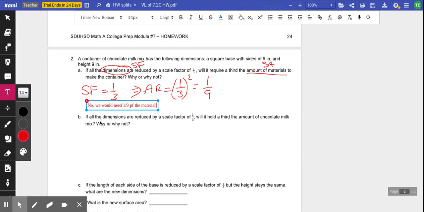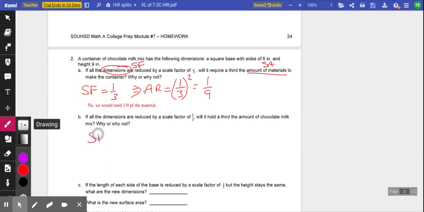Okay. If all the dimensions were reduced by a scale factor of 1/3, would it hold a third amount of the chocolate milk? So again, the dimensions is telling us scale factor. Scale factor is 1 to 3. And holding the chocolate milk, that's a volume ratio. The volume ratio would be 1/3 cubed. So 3 times 3 times 3 is 27. So no, it wouldn't be a third of the chocolate milk. It would be 1/27 of the chocolate milk.